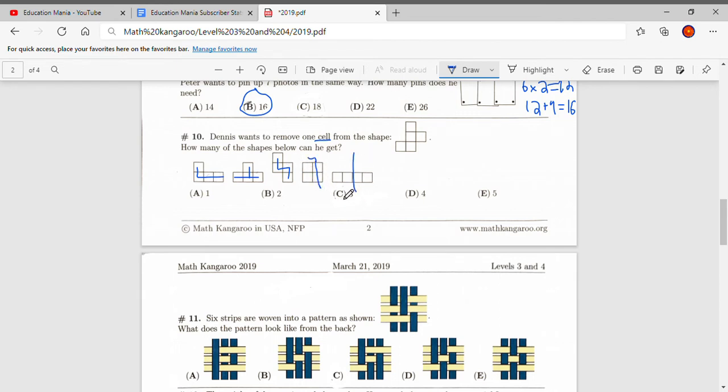So, meaning the answer for number 10 is C, because there are 1, 2, 3 shapes below that have been made.